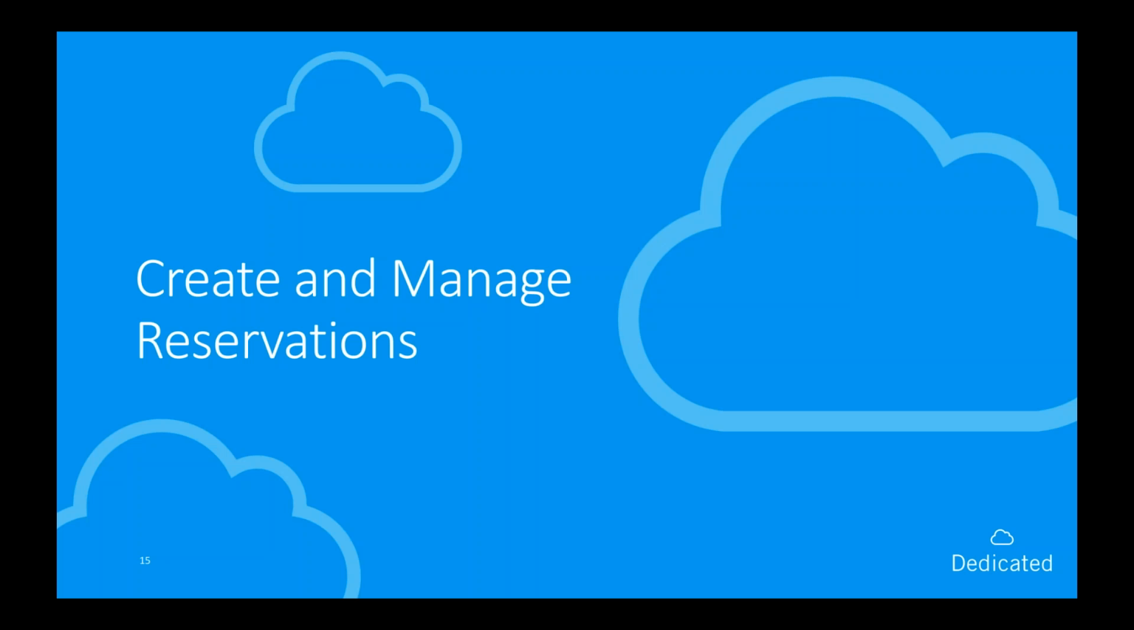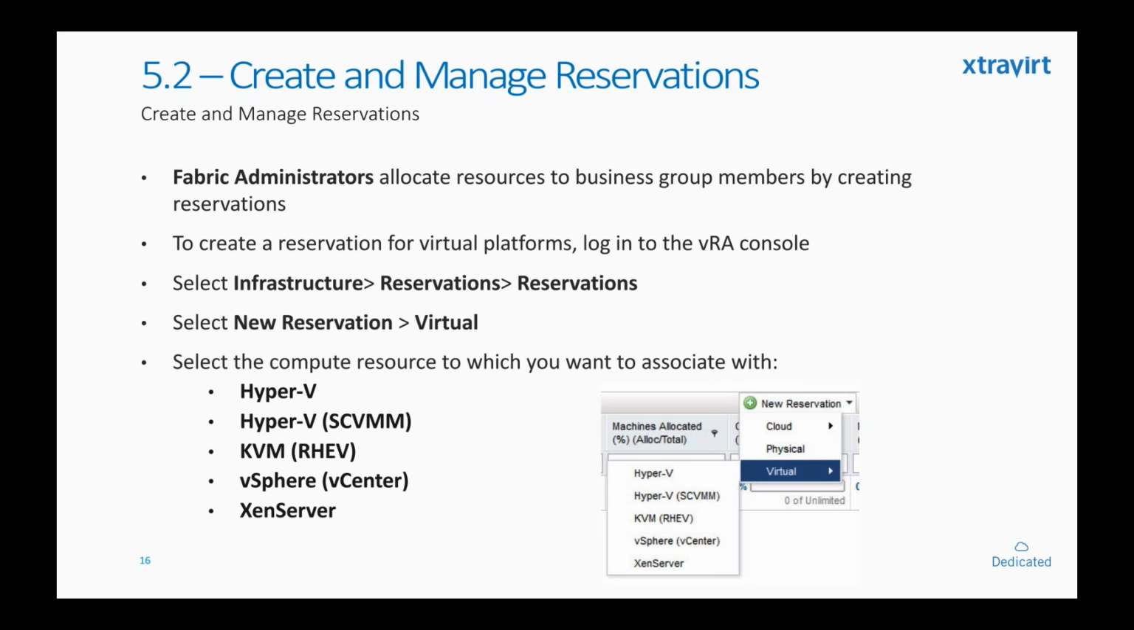Okay, so 5.2, create and manage reservations. Fabric administrators allocate resources to business group members by creating reservations. To create a reservation for virtual platforms, log into the vRA console and select the option Infrastructure, and Reservations again. Clicking New Reservation, choose the Virtual option, which will present a number of different compute resources: Hyper-V, Hyper-V SCVMM, KVM, vSphere, and Xen Server.